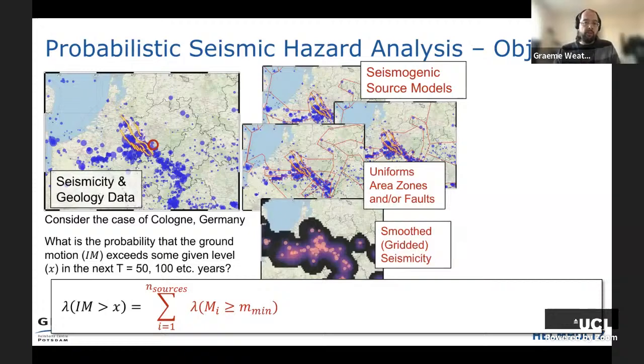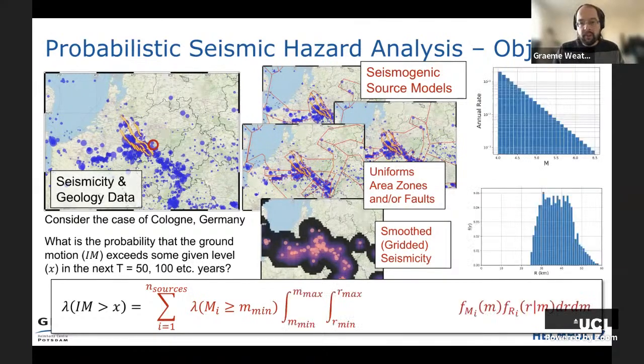Seismogenic source models have two components. The first component is a characterization of the rate of earthquakes above some minimum magnitude of engineering interest, and probability density functions to describe the probability of a given magnitude from each one of these sources. So we have the rate, the probability that we have a certain magnitude, and the probability that the source-to-site distance takes a certain value R. This is the seismic source model component of probabilistic seismic hazard analysis.